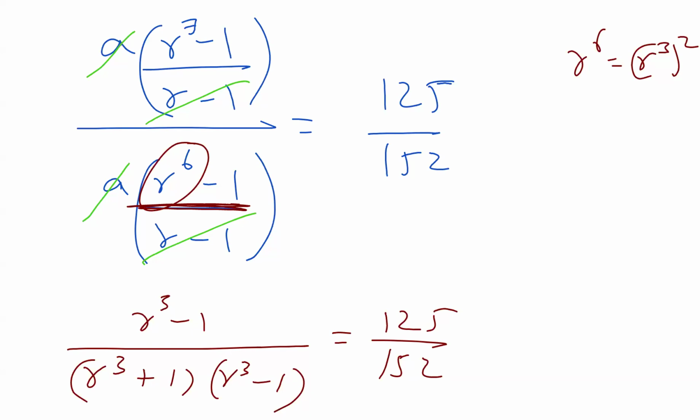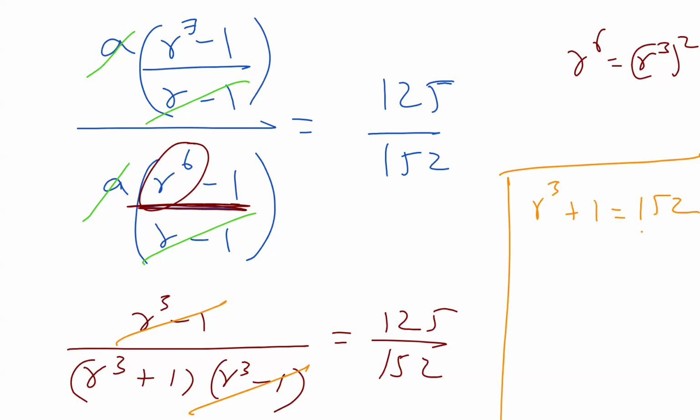Okay. So now cancel out this R cube minus 1. Now solve this. 1 upon R cube plus 1 is equal to 125 upon 152. Solve and get the value of R. Plus 1 will go on the other side, it will become minus 1.